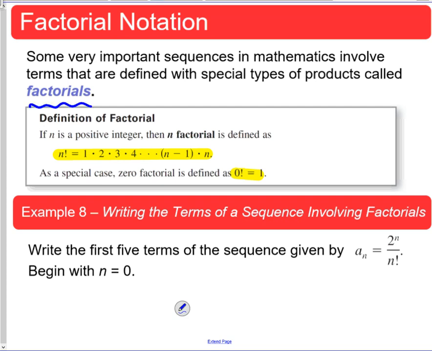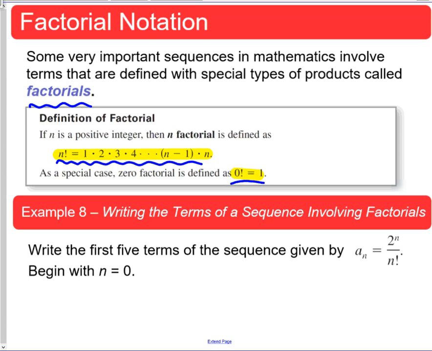The definition for factorials that we can start writing down: if n is a positive integer, then n factorial is defined as, and this is what you want to write down, n factorial, so n exclamation point, equals 1 times 2 times 3 times 4 times ... times n minus 1 times n. So all integers from n down to 1 get multiplied together to give you n factorial. And the special case that you just need to keep in mind, just need to memorize, is that 0 factorial is equal to 1.